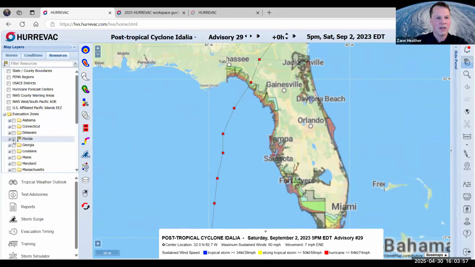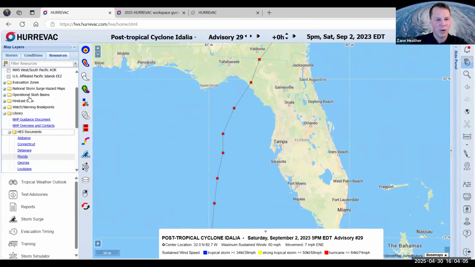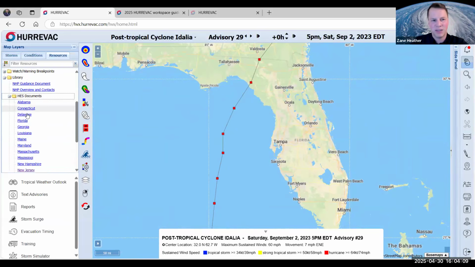And so that information is here in evacuation zones. And then right here in the library, you have hurricane evacuation studies. So library, hurricane evacuation documents, and you go through and you have different HESs, hurricane evacuation documents, tied to places that studies have been completed. This is the only place they're publicly available, quote unquote, publicly available.